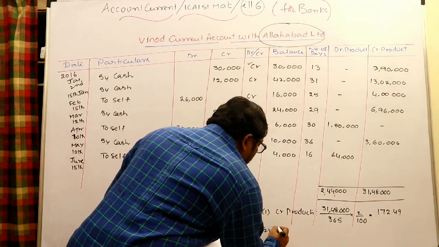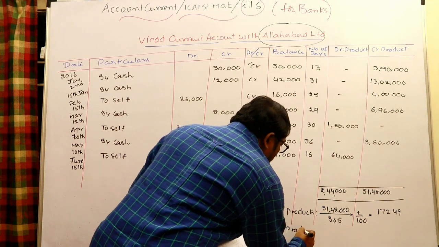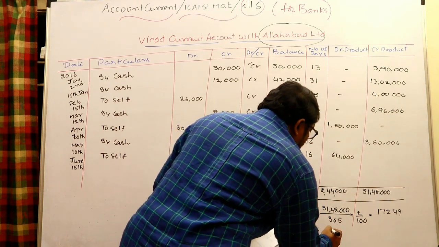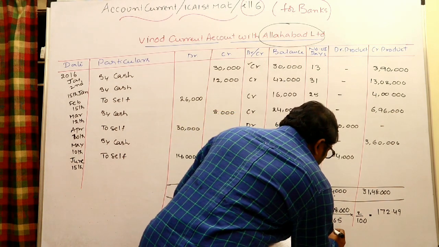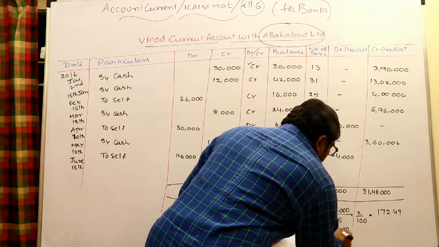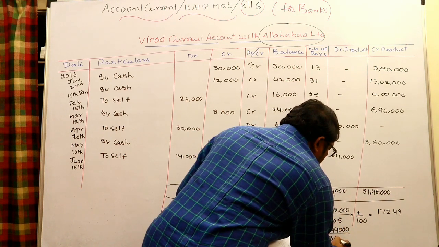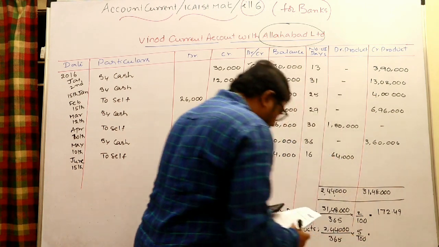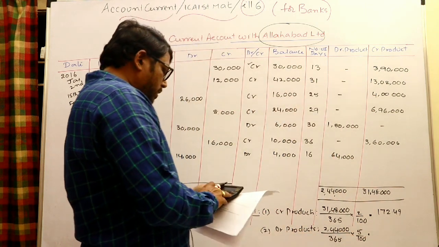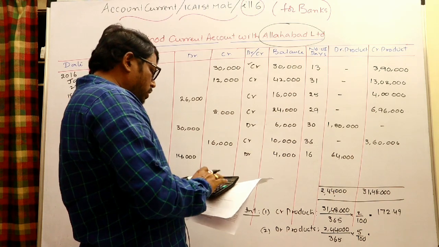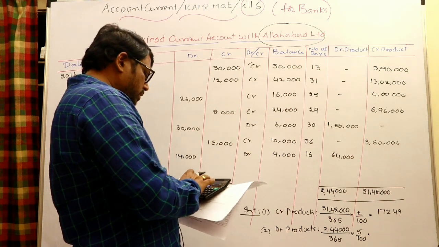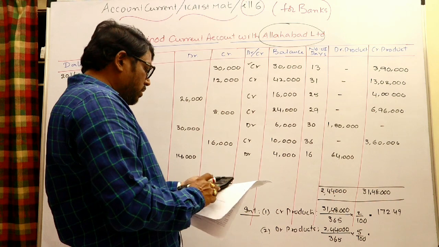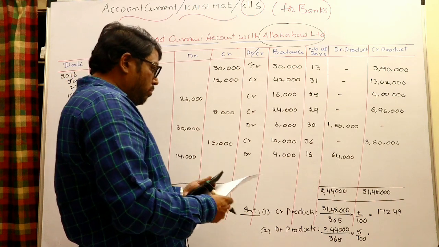Second, debit products interest. This is the interest we have to pay to the bank. 2,44,000 by 365 into rate, 5% is mentioned, 5 by 100, and therefore 2,44,000 by 365 into 5%, so 33.42.